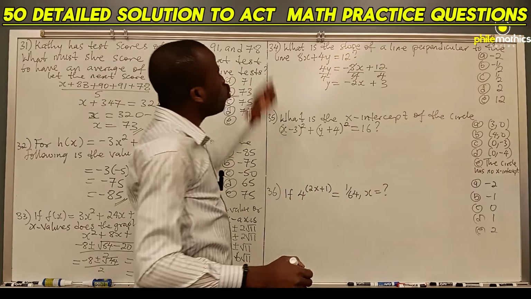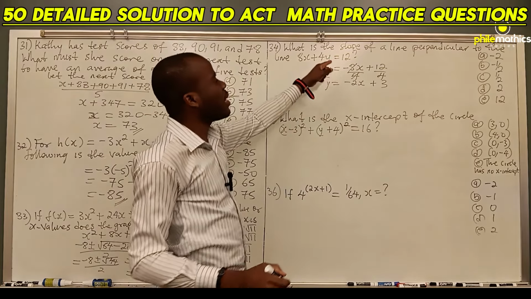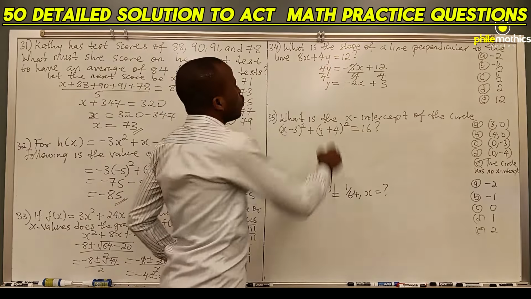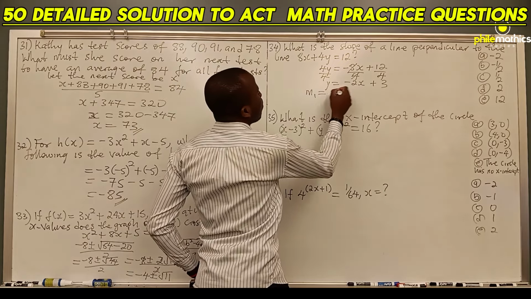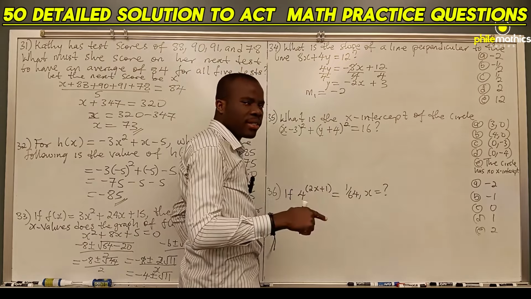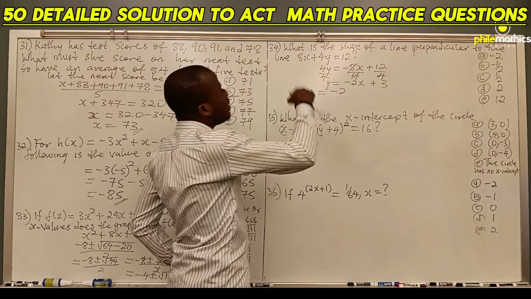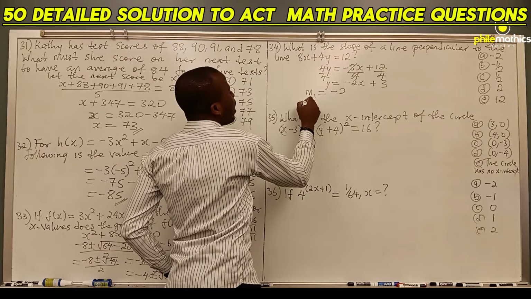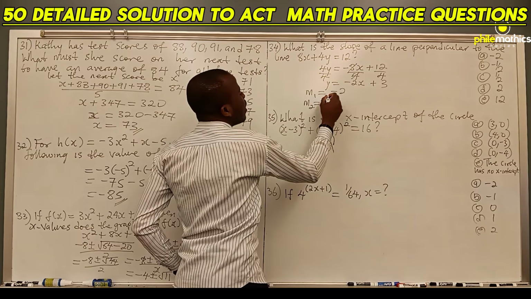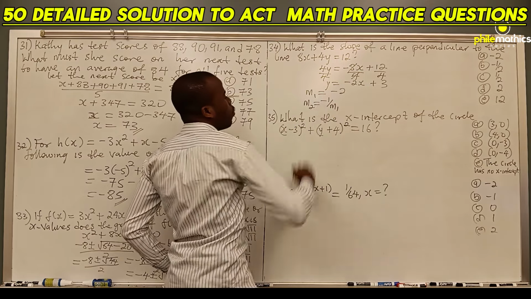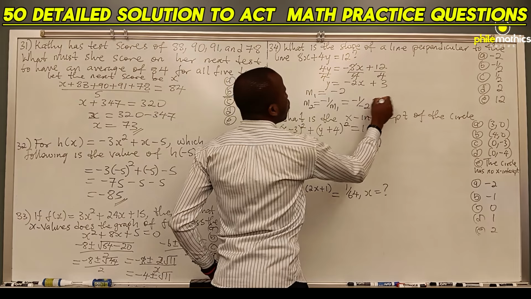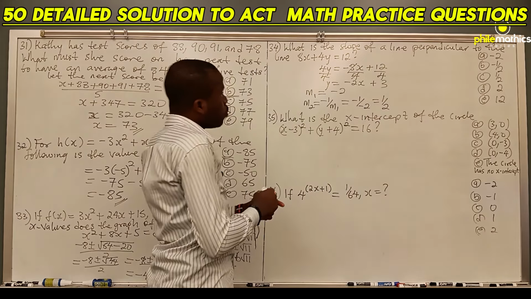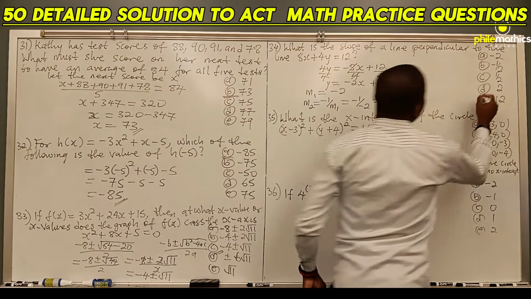So the slope of a line that is perpendicular to this. The slope of this line, let's call it m1, is minus 2, the coefficient of x. The slope of the line that is perpendicular to this, m2, will be the negative inverse of this slope. So m2 will be minus 1 over minus 2. So it will be 1 over 2. So the correct option is C.